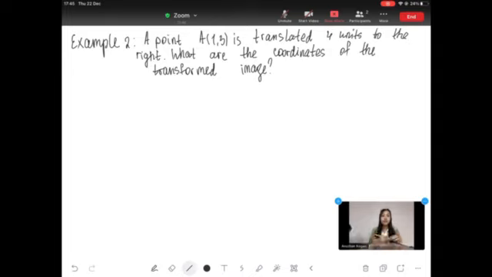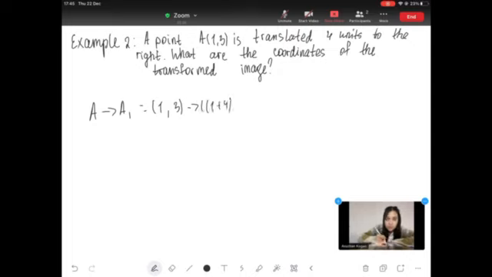Example 2. A point A 1 and 3 is translated 4 units to the right. What are the coordinates of the transformed image? Solution. A maps to A1 equals 1 and 3 maps to 1 plus 4 and 3. So A maps to A1 equals 1 and 3 maps to 5 and 3. So the answer: the coordinates of the transformed image are 5 and 3.